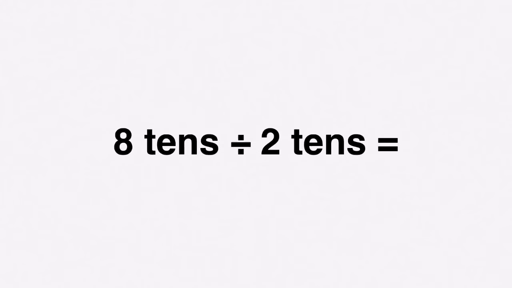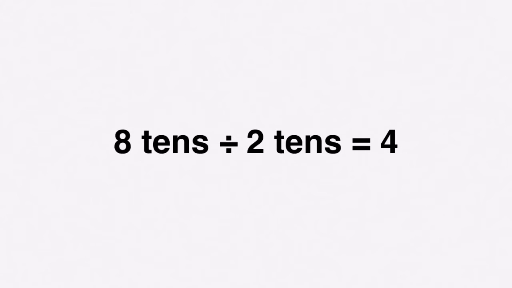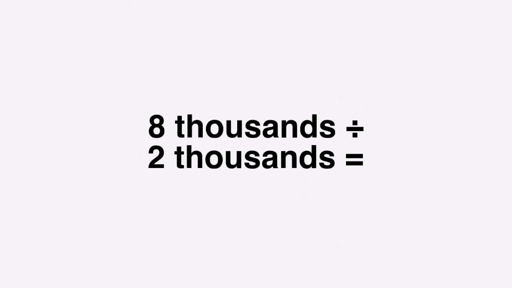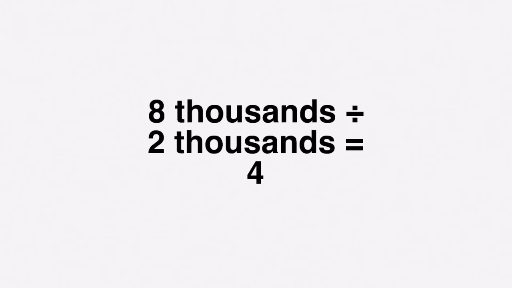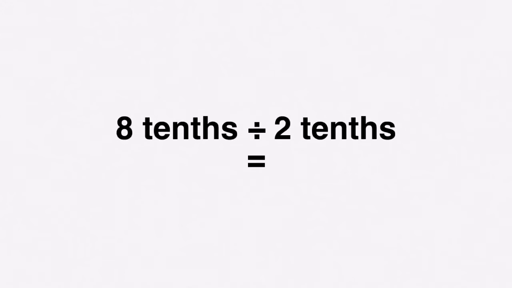There are 4. How about 8 tens divided by 2 tens? Yeah, what do you know? It's 4. Ooh, what about 8 thousands divided by 2 thousands? You guessed it, 4. Why? Well, if we drew out 8 thousands and we started taking away 2 thousands at a time, we would do that 4 times. Ooh, but let's move into fractions.